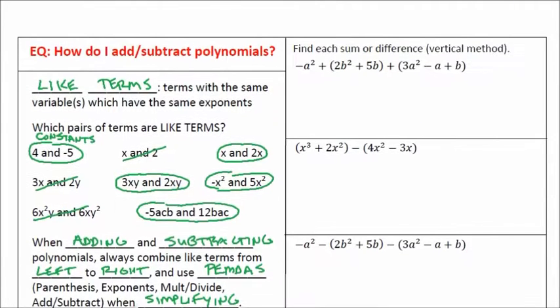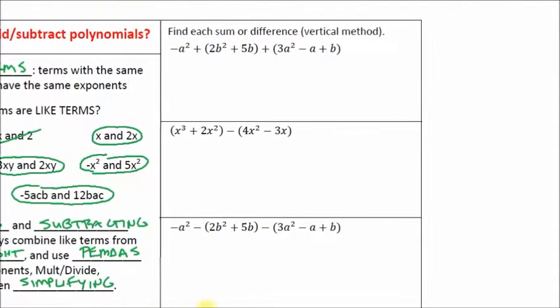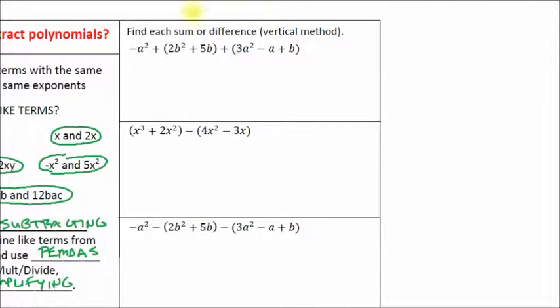All right, let's do a couple of them. I'll have to go pretty quick on this so I can get this video done in the right amount of time. Class, we're going to use the vertical method for these examples. Find each sum or difference. Sum means we're adding polynomials. Difference means we're subtracting polynomials. The vertical method basically just makes a whole bunch of columns, and then you just add up what's in those columns. Let's make a few columns here.